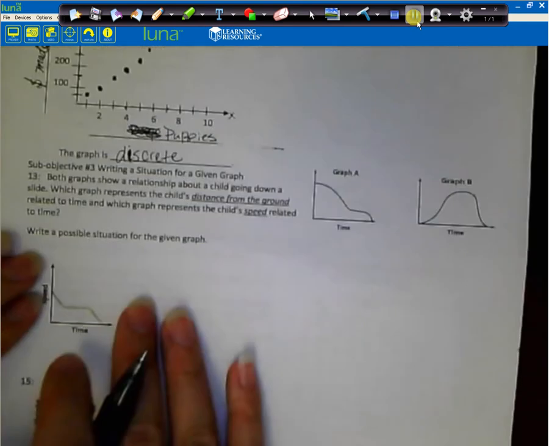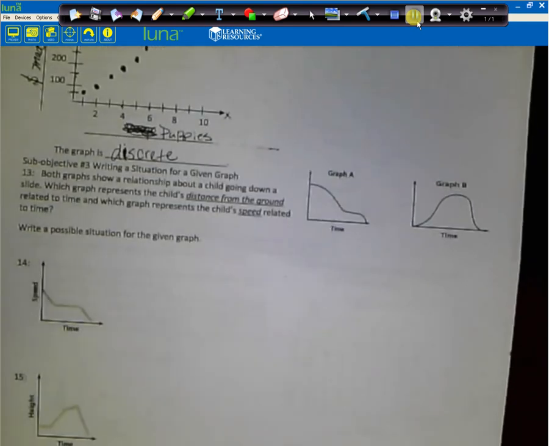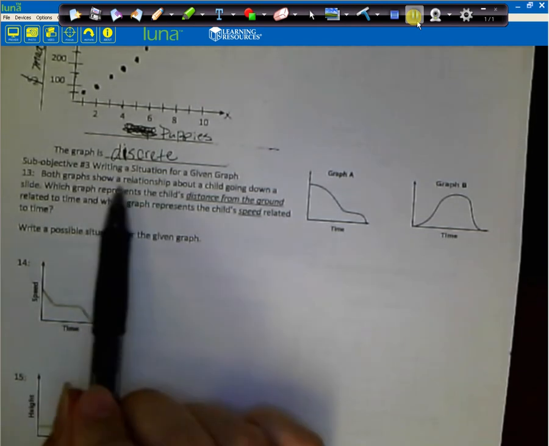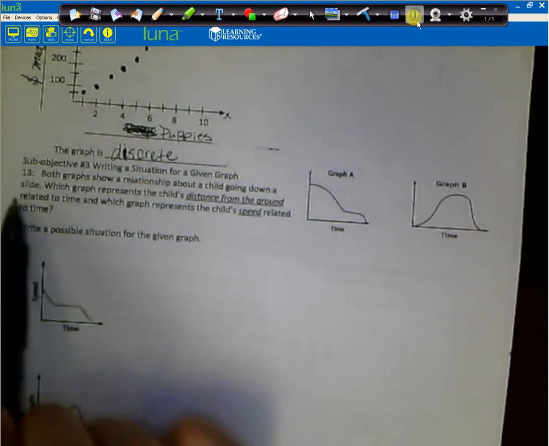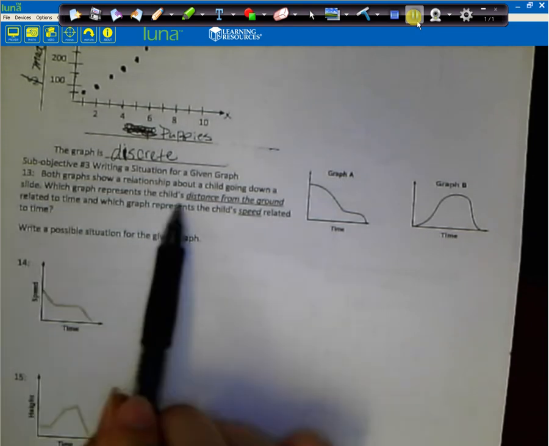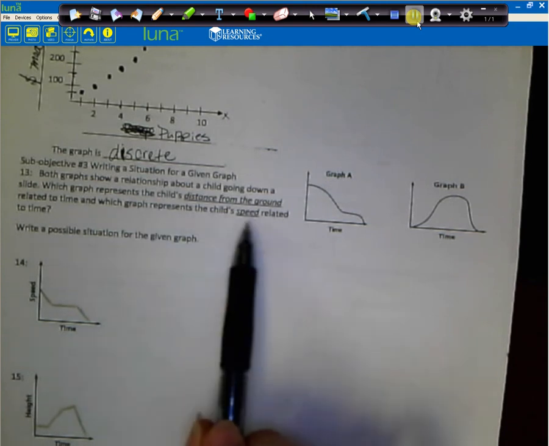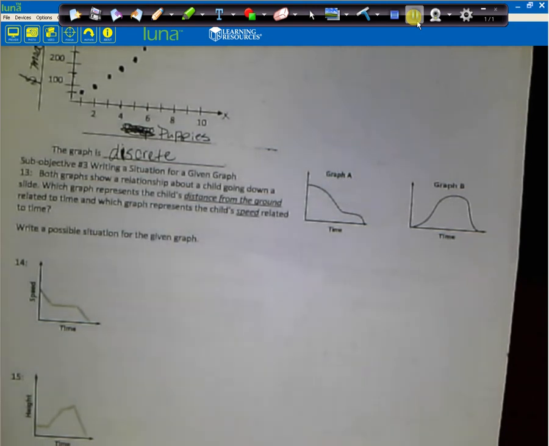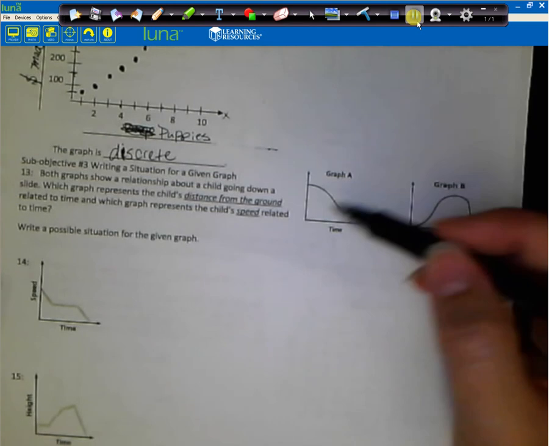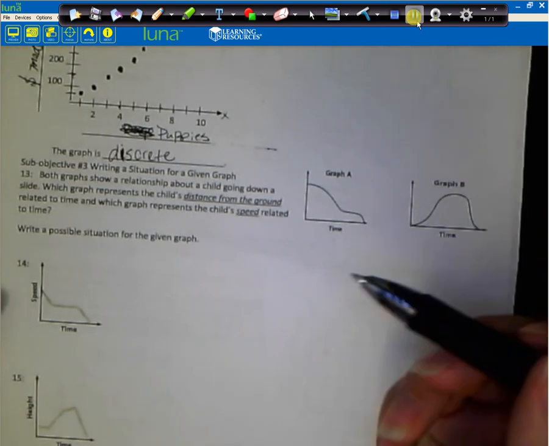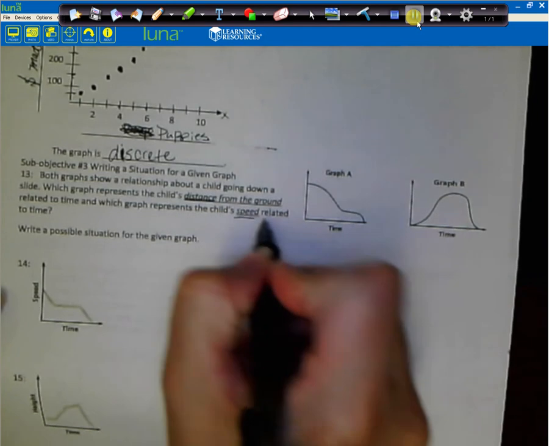And our last sub-objective that we're going to look at here is writing a situation for a given graph. It says, number 13, both graphs show a relationship about a child going down a slide. Which graph represents the child's distance from the ground related to time, and which graph represents the child's speed related to time? You can see here that this one looks kind of like a slide. We have to look and see which one represents distance and which one represents speed. So we have distance here and speed here.